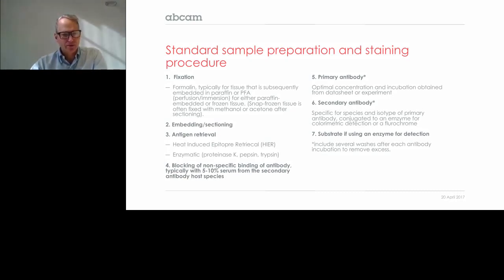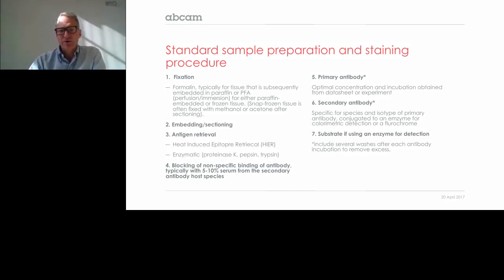The next step, number 4 here, would be blocking the non-specific binding of the antibody. So you want to use a percentage solution of serum from the secondary antibody host species. And once you've blocked all this possibility, ideally, of the primary antibody sticking non-specifically to proteins in general, you move on to step 5, which is incubation with the primary antibody.